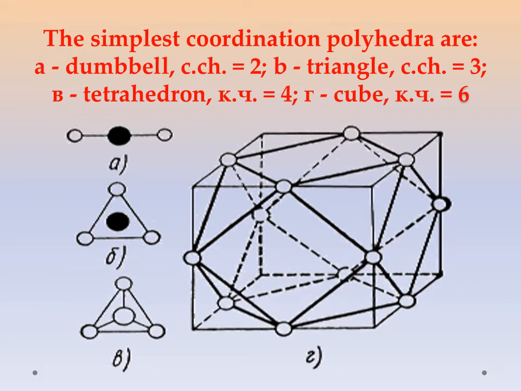Look at these, please. The simplest coordination polyhedra are: a dumbbell, here coordination number 2; a triangle, coordination number 3; a tetrahedron, coordination number 4; a cube, coordination number 6.